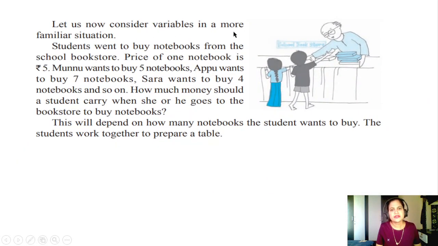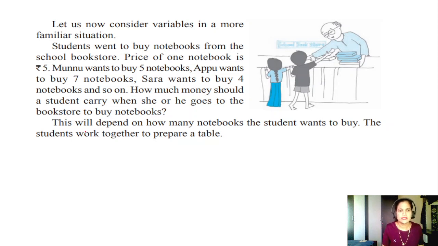Let us now consider variables in a more familiar situation. In day-to-day life, where the variables are used, we will come to know now. Students went to buy notebooks from the school bookstore. Price of one notebook is 5 rupees. Manu wants to buy 5 notebooks. Appu wants to buy 7 notebooks. Sarah wants to buy 4 notebooks and so on. How much money should the student carry when she or he goes to the bookstore to buy notebooks?